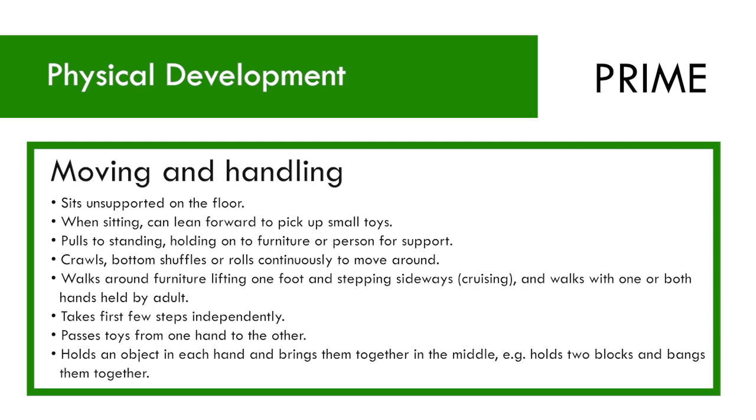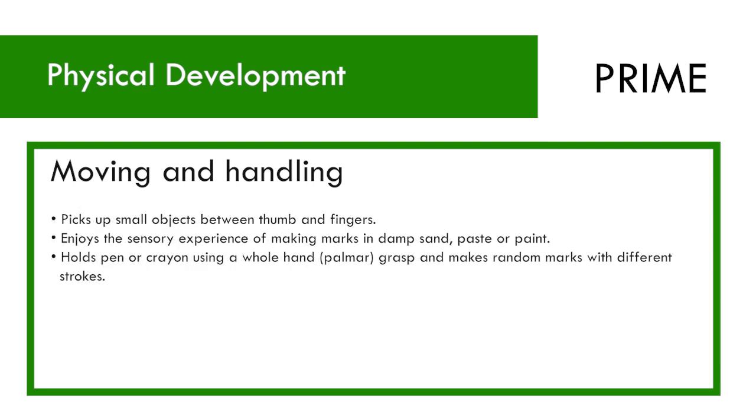Takes first few steps independently, passes toys from one hand to the other, holds an object in each hand and brings them together in the middle, for example, holds two blocks and bangs them together, picks up small objects between thumb and fingers, enjoys the sensory experience of making marks in damp sand, paste or paint, holds pen or crayon using a whole hand, palmar grasp, and makes random marks with different strokes.